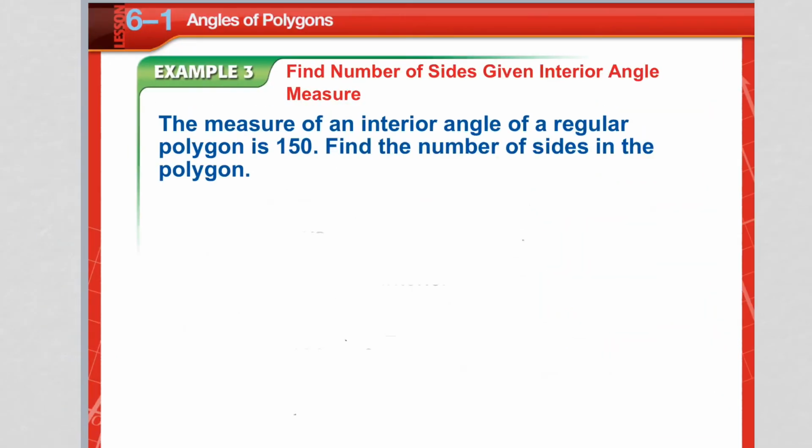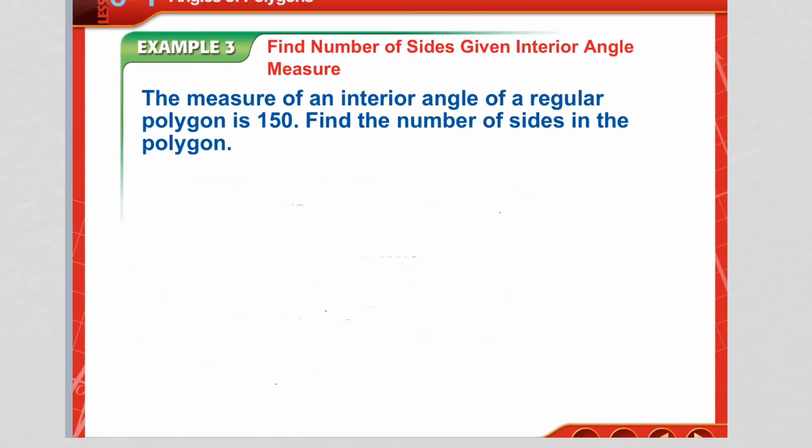An interior plus an exterior equals 180. So why do I do that? Well, the problem here says the measure of an interior angle of a regular polygon is 150. Find the number of sides in the polygon. There are two different ways to work it out. And what I figured out, the easiest way is to find the number of sides from the exterior angle measure, because the exterior angles always add up to be 360.